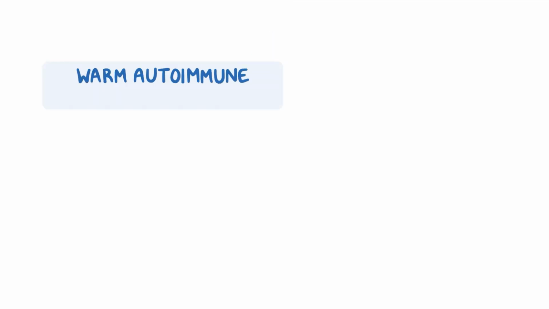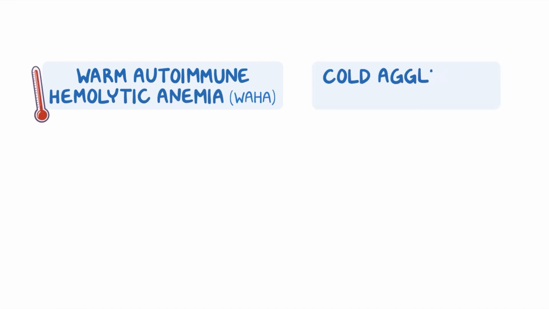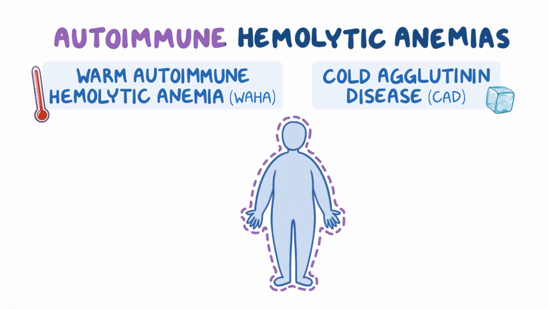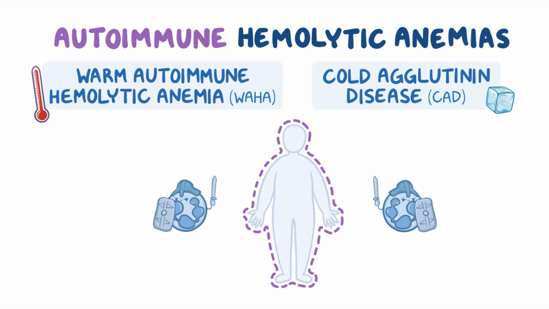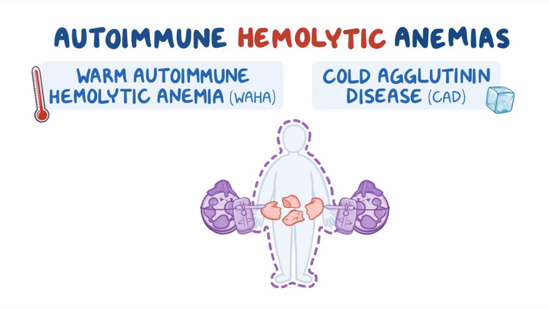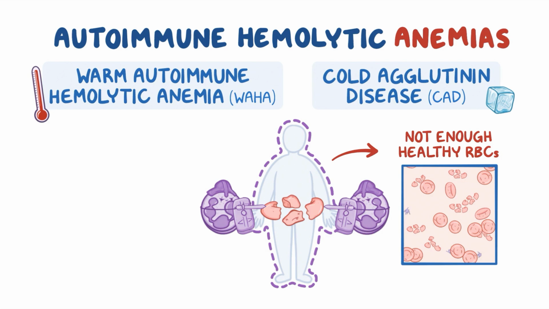Warm autoimmune hemolytic anemia, also called wAIHA, and cold agglutinin disease, also called CAD, are autoimmune hemolytic anemias. Autoimmune refers to when the body's immune system mistakenly attacks and destroys healthy cells, hemolytic refers to the destruction of red blood cells, and anemia refers to when the blood does not contain enough healthy red blood cells.